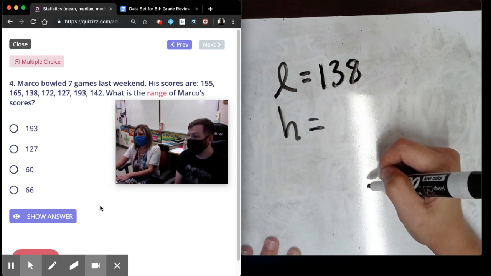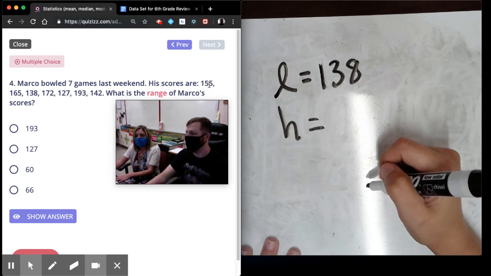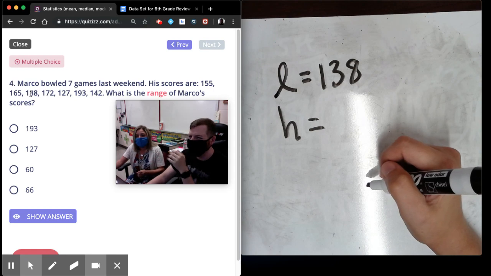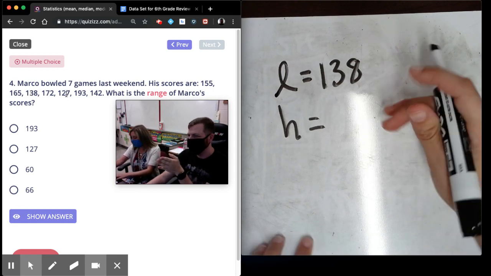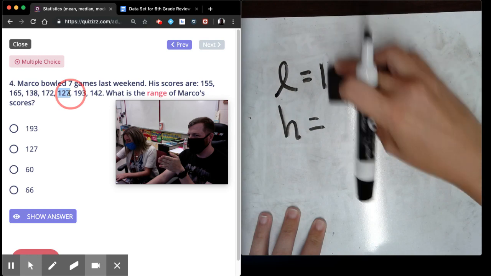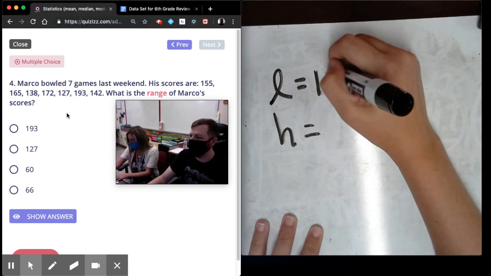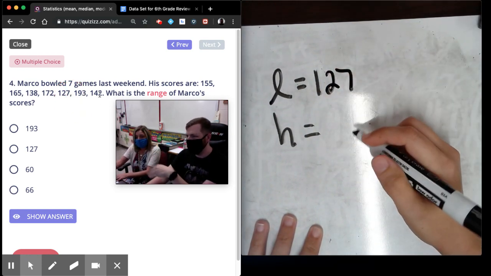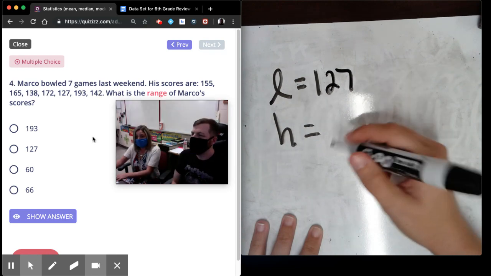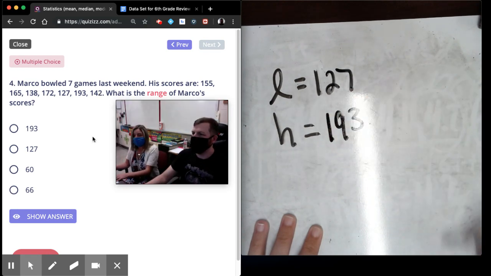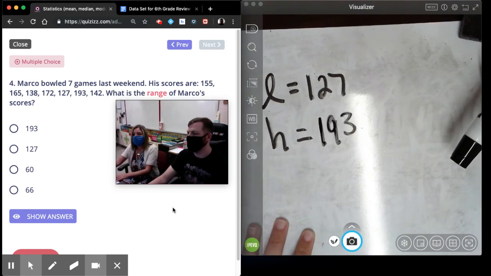If you're ever unsure, go back through each number and compare it to the one that you picked. Is 155 lower or higher? Higher. 165? Higher. 138 is the same. Oh, I didn't see the 127 right here. So that's the one that we need. Then 193 is higher, 142 higher. And 193 is the highest. Again, always double check your data set and compare it to the other numbers to make sure it's what we need.